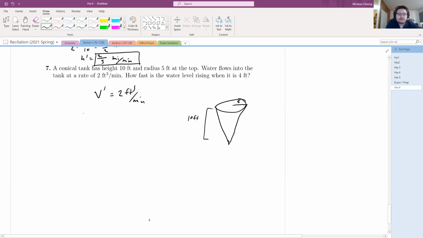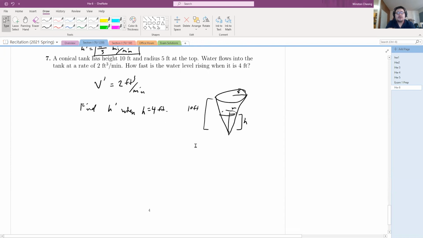And we want to know the height level. So I'm going to just pretend there's that, and this is the height that we're after, and there's going to be some radius that corresponds to that. Find h prime when h is equal to 4 feet. So that's what the problem is asking us to do.